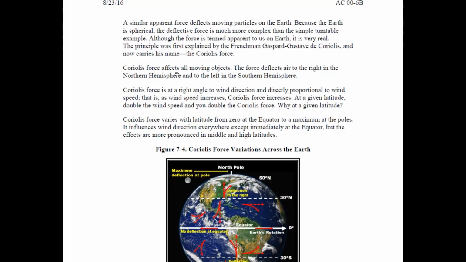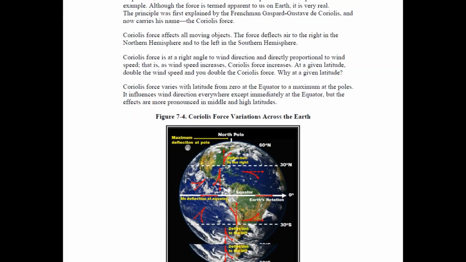Coriolis force affects all moving objects. The force deflects air to the right in the northern hemisphere and to the left in the southern hemisphere. Coriolis force is at a right angle to wind direction and directly proportional to wind speed. That is, as wind speed increases, Coriolis force increases.